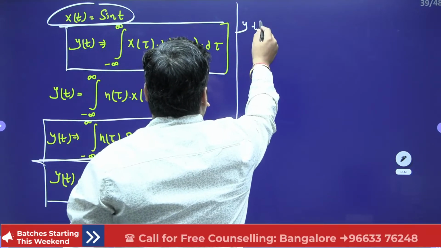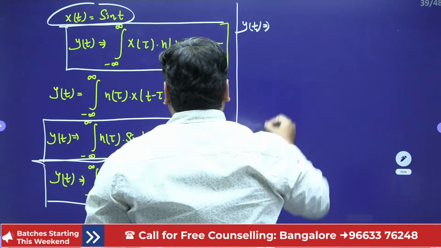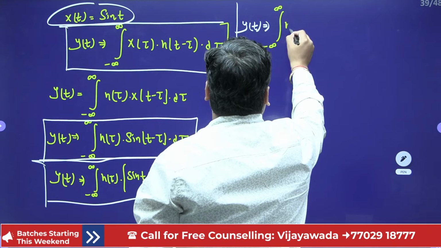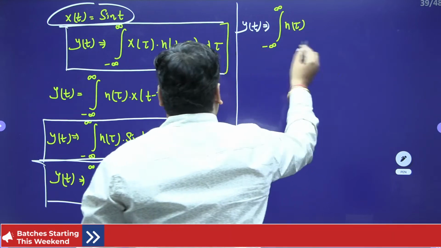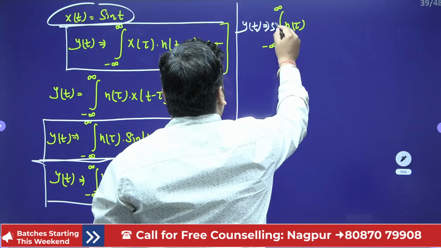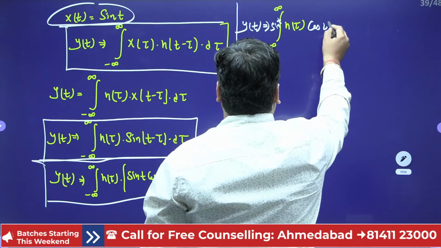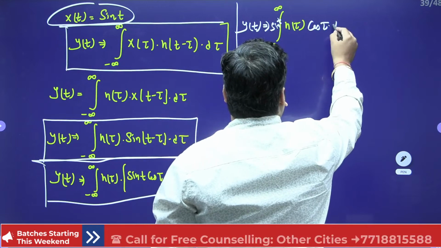What you will get, guys? Just do reply. y(t) equals the integral from minus infinity to infinity. You should open the bracket, so h(τ). You should write sin t outside the bracket only. Sin t will be only outside. So it will be actually h(τ) into cos τ into dτ.